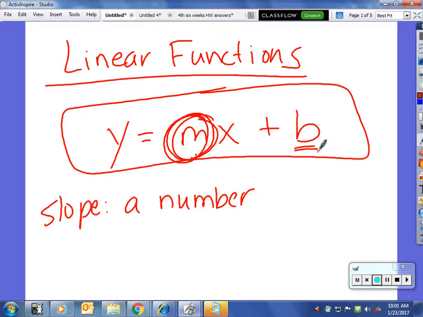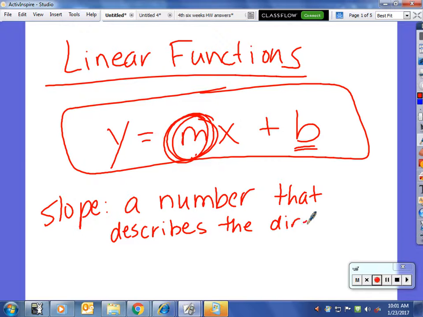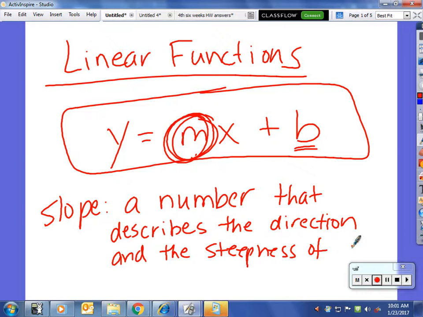Okay, so slope is a number that describes the direction, that means up or down, and the steepness of a line. Slope is a number that describes the direction and the steepness of a line.